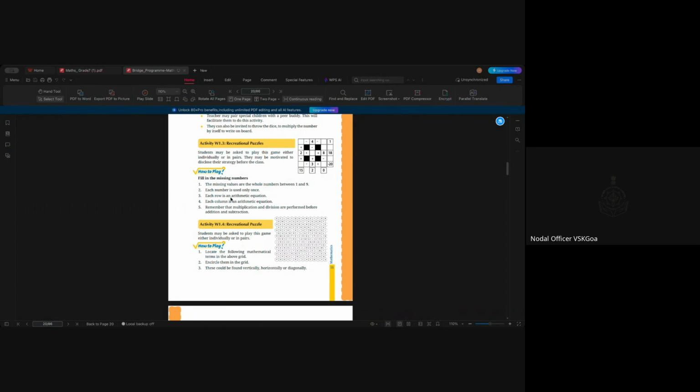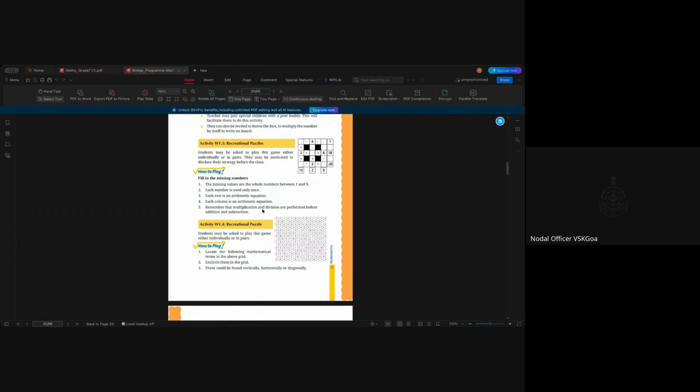Each row is an arithmetic equation. Wow. So here what is mentioned, you could see there is a plus sign, there is a multiplication sign. So each row or each column is one arithmetic equation. Okay, let us go over here. See, each row and each column is the arithmetic equation. Fine. Let us move ahead.